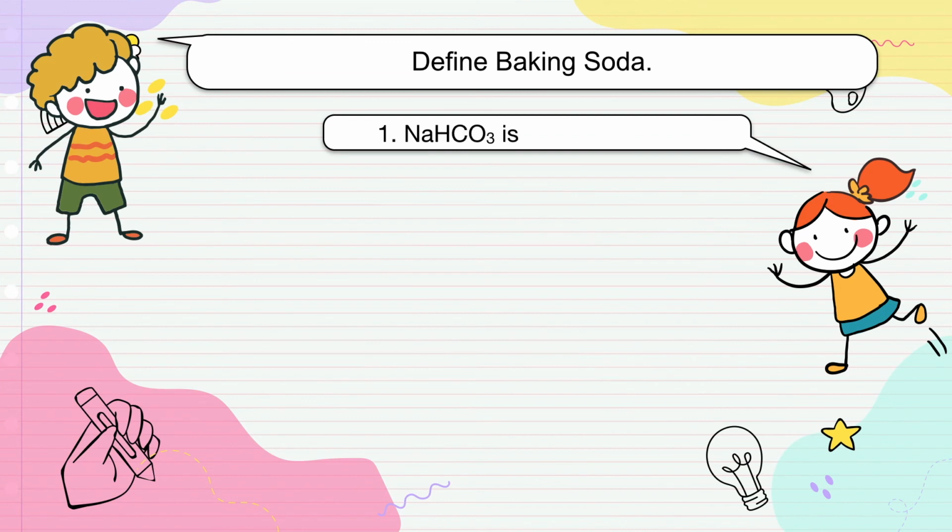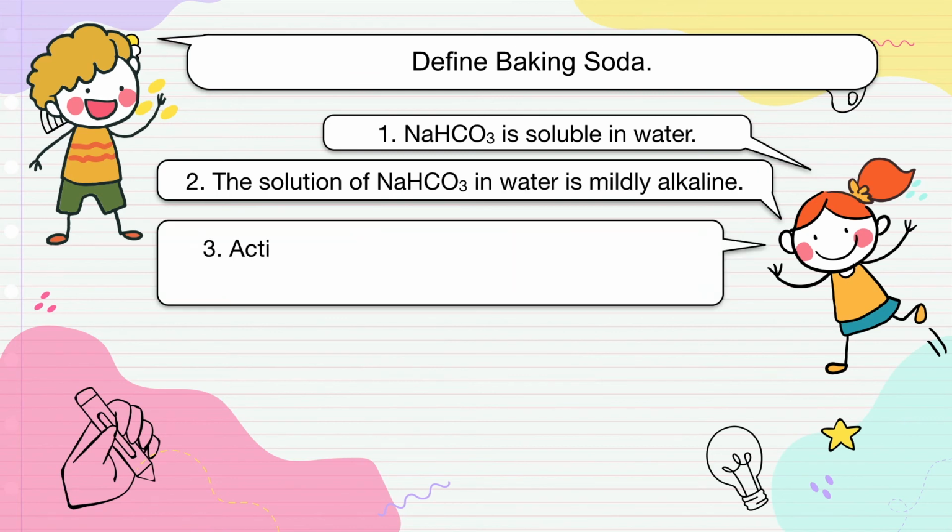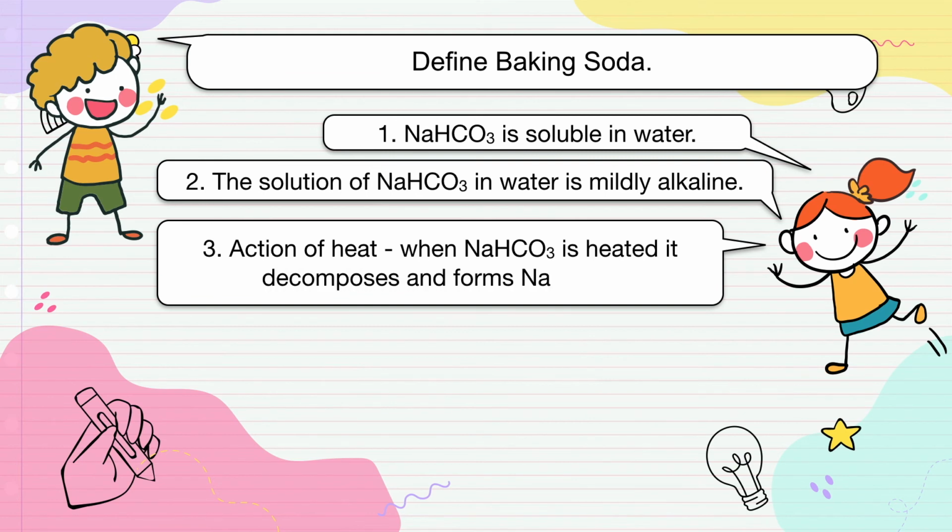Properties: sodium hydrogen carbonate is soluble in water. The solution of sodium hydrogen carbonate in water is mildly alkaline. Action of heat: when sodium hydrogen carbonate is heated, it decomposes and forms sodium carbonate.